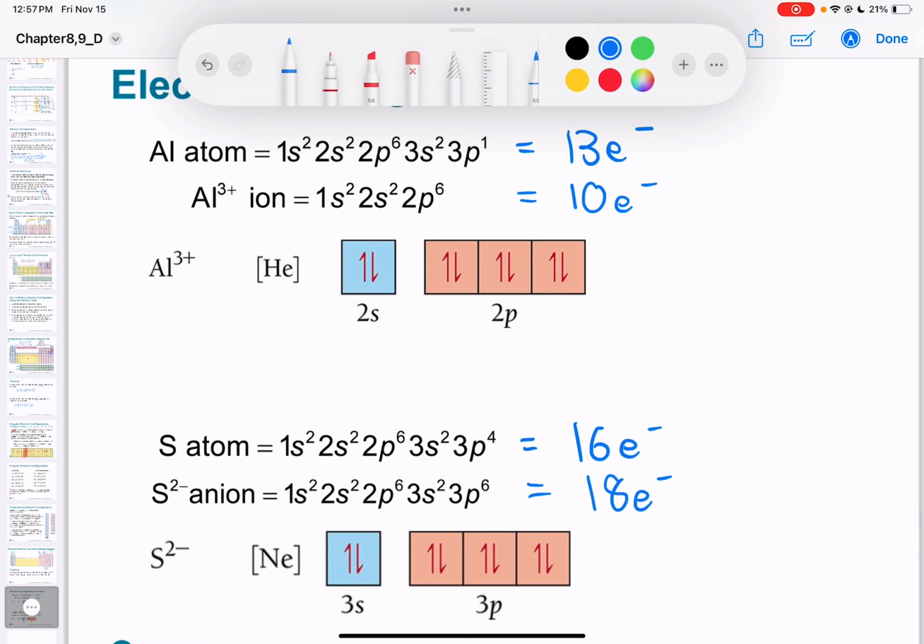So aluminum loses these ones, and sulfur gains 2 here to become 3p6. So what's really happening is all of the ions are ending up with s2p6. It's just whether they're going down to the next subshell down or whether they're increasing to go complete that subshell.